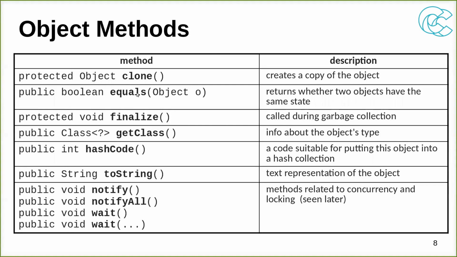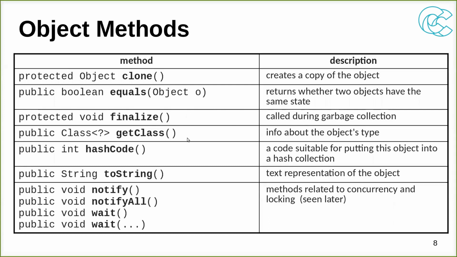So the second method is equals. As the name says, it will check whether the object on which you are calling equals is the same as the one that you passed as a parameter. It returns a Boolean type, and it returns whether this given object O is the same as the object that you used to call the equals method. The next one is finalize. This is related to garbage collection. So when we discuss garbage collection, we'll also get to know more about finalize.